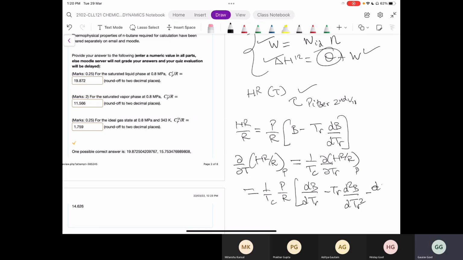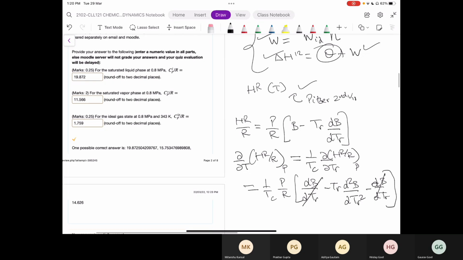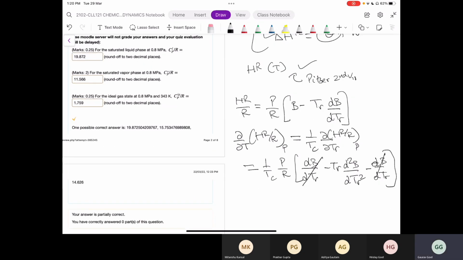Minus dB by dTr, right? So this cancels out, and D also you can rewrite. So let me see if I have the final equation written somewhere. Yes, if I convert everything in terms of PR, TR, this last thing might have some error. I'm not sure. Okay, but that you can resolve yourself.